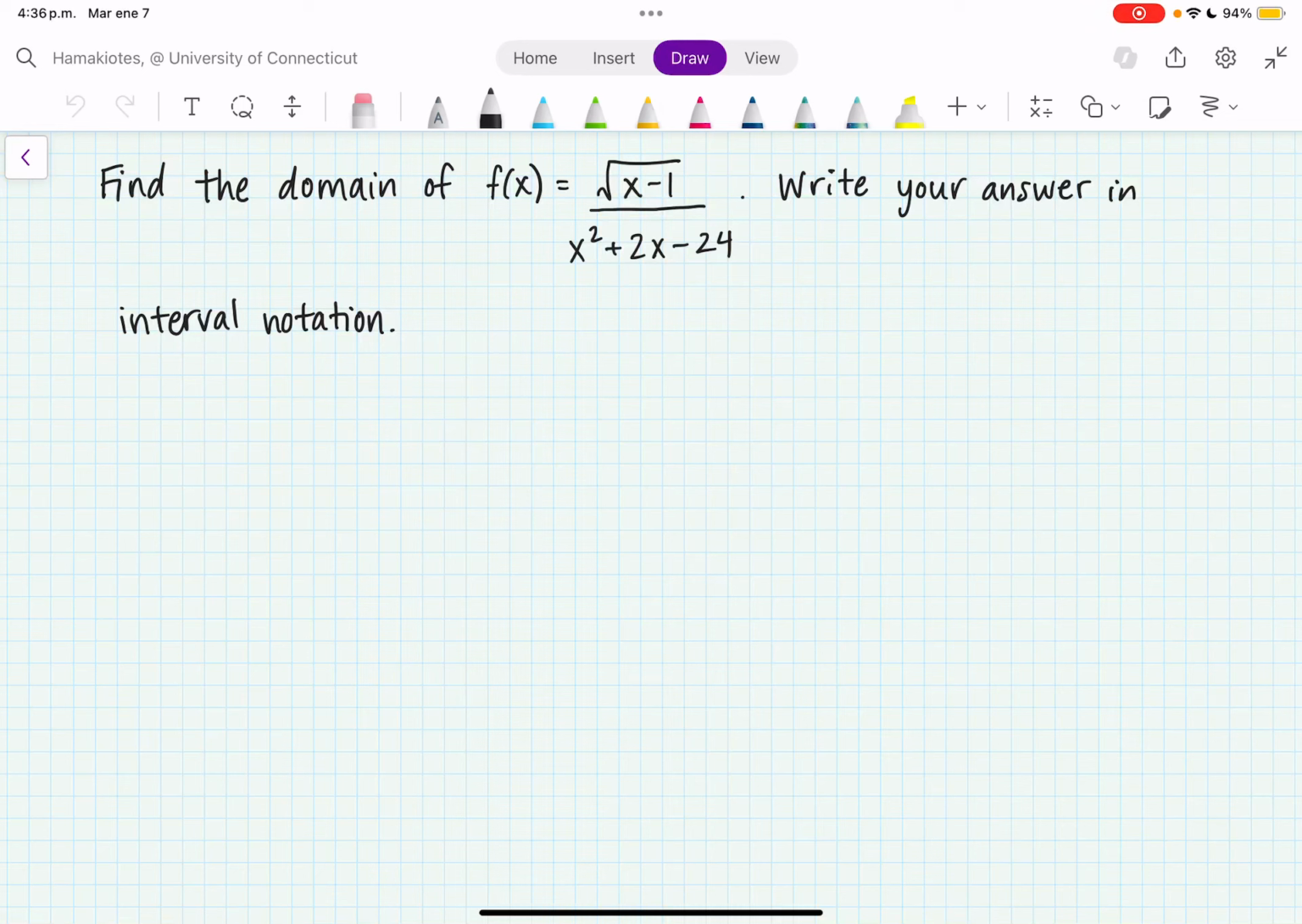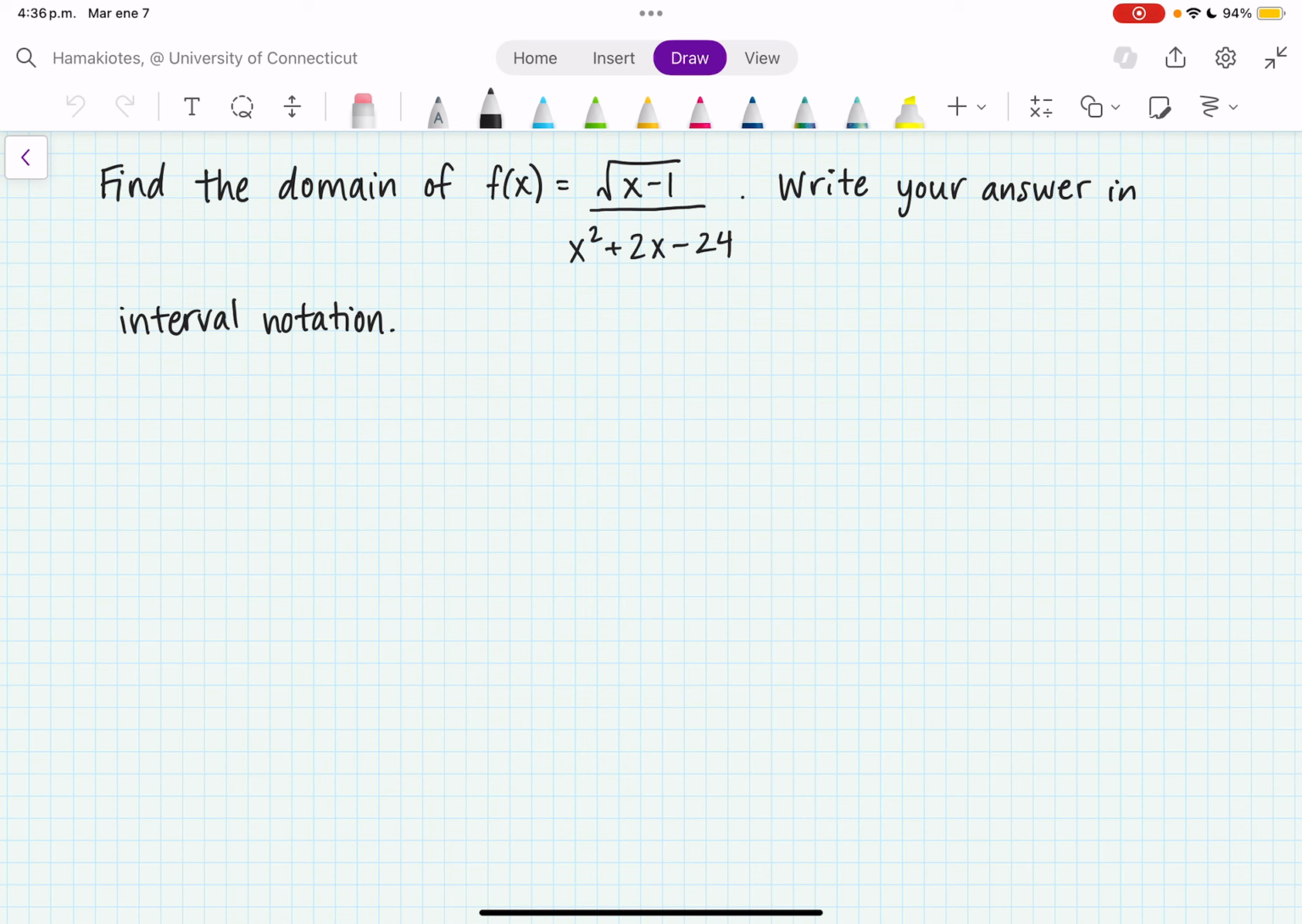In this video, we are going to find the domain of the function f of x, which is equal to the square root of x minus 1 all over x squared plus 2x minus 24. And we're going to write our answer in interval notation. So first, we need to check that two properties hold.